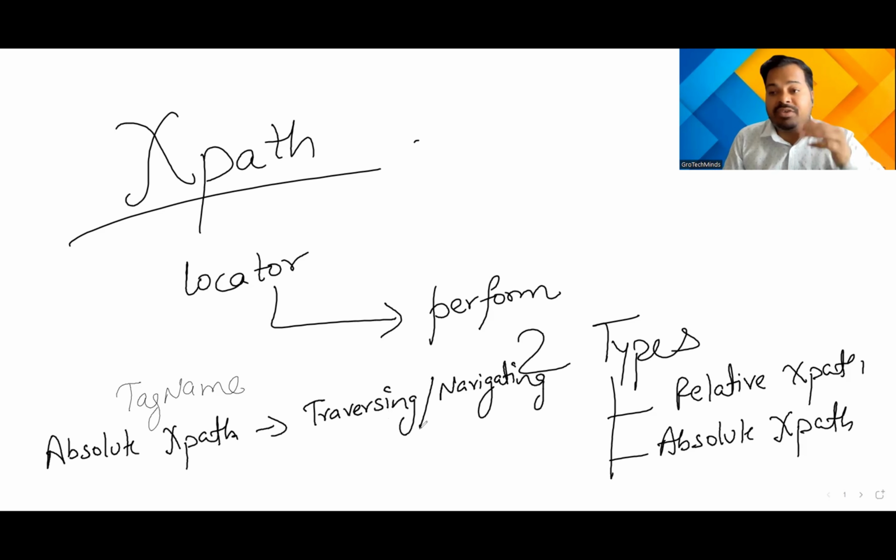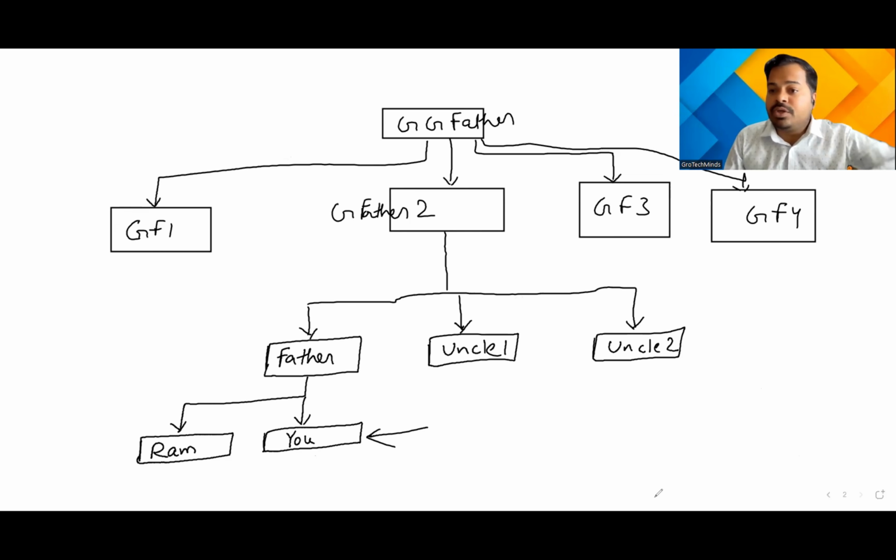So guys, the definition of absolute XPath is traversing from parent tag name to the child tag name with the help of a single forward slash. I'm repeating it again. The definition of absolute XPath is traversing or navigating from parent tag name to the child tag name with the help of a single forward slash. This is called a single forward slash. Okay. Now, how can someone reach you?